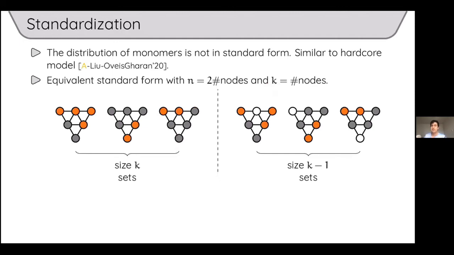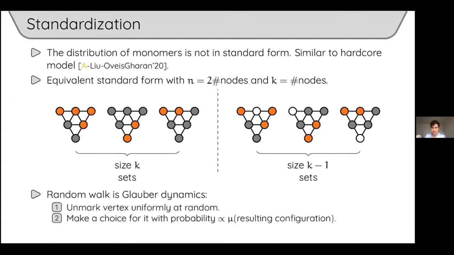Once you view your distribution like this, then the random walk that I mentioned is the famous Glauber dynamics. Here, size k minus 1 sets are configurations that are missing a vertex, so I'm showing that by a white vertex here. The random walk basically does this. It starts with a configuration of the monomers. It drops one of the vertices chosen uniformly at random. Once you've dropped it, you get a size k minus 1 set. You choose one of the two possible values for it back using the weight of the resulting configuration.